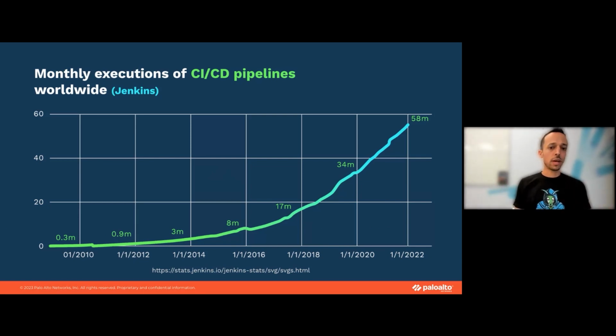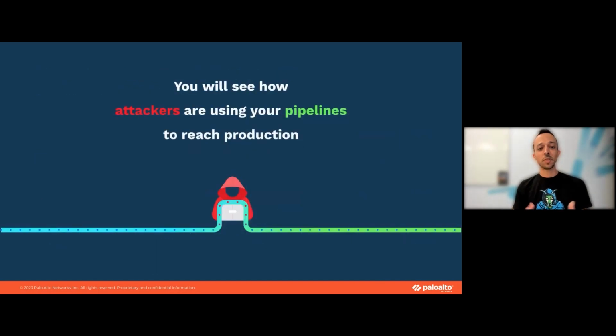The best testament to that is this amazing statistic that you can see now on the screen, where we see the monthly pipeline executions in Jenkins, which is still the most widely used build system in the world. We can see that today there are 58 million pipeline executions in Jenkins instances each month, and it nearly doubles itself every 2 years. It's kind of the Moore's law of build systems, and attackers are aware of these statistics. So today, you will see how these attackers are using your pipelines to reach production.